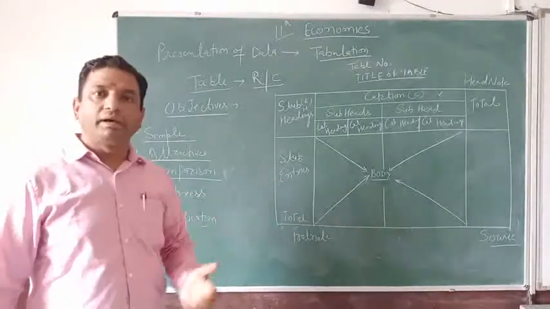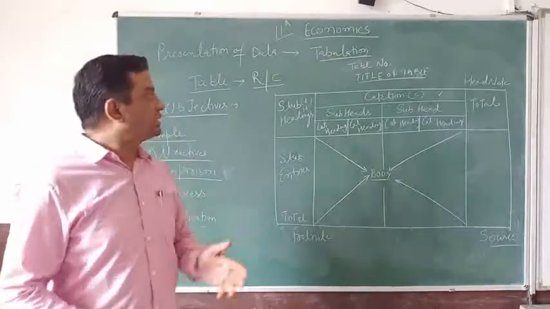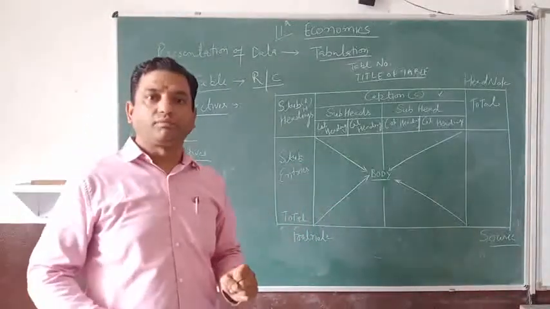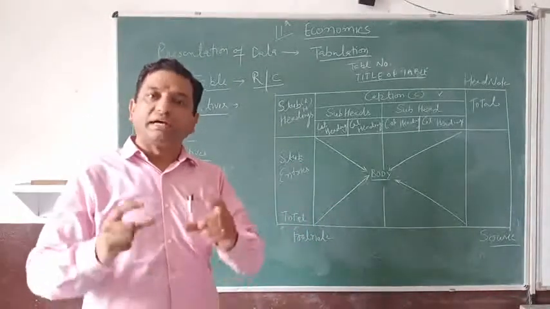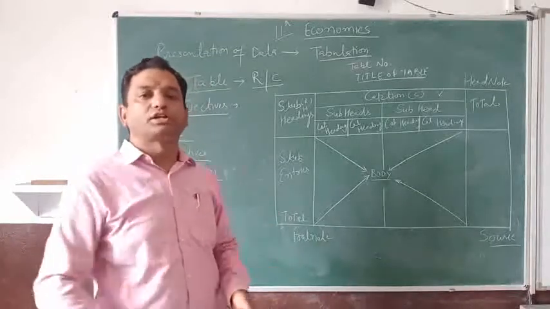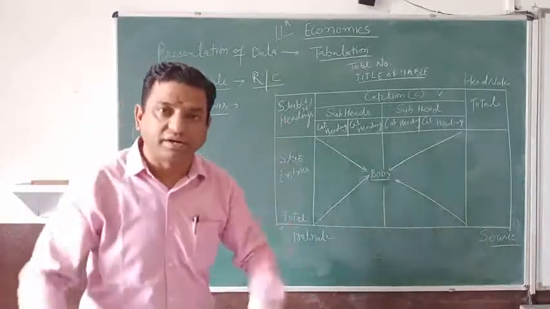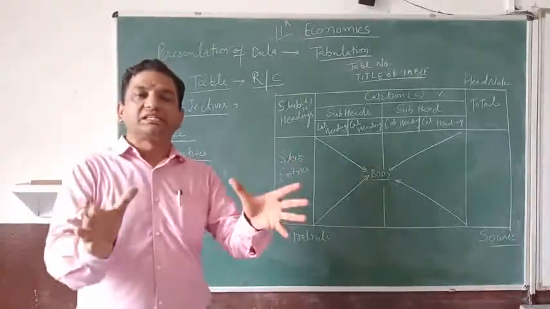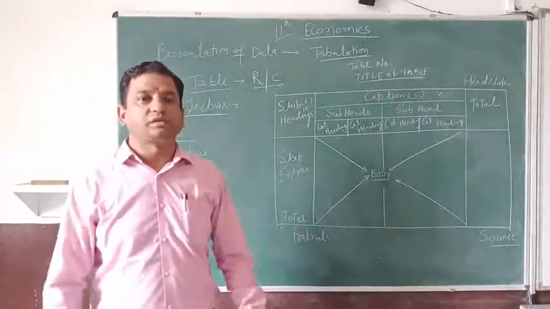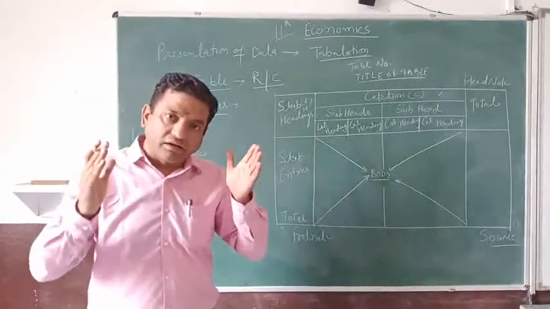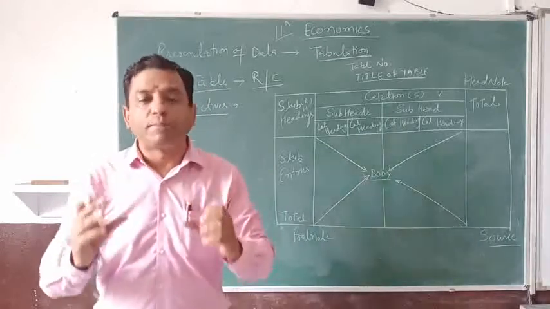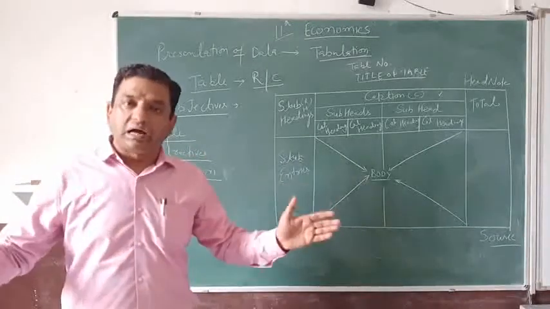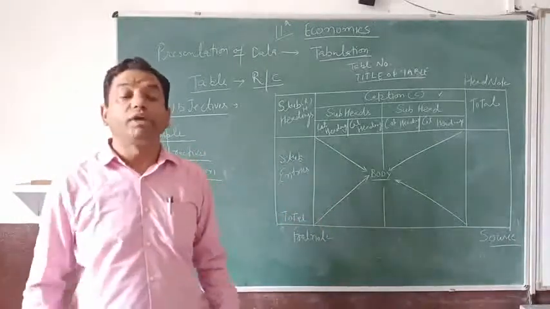Third one is to make the data comparable. When you are making the table, then after presenting the data in form of a table, you can compare the data with another table. Like population of one city can be compared with the population of another city if it is presented in form of a table. Then, compress: it condenses the data. A mass of data is shown by way of a table in a very compressed space. It means large data is being converted into small, meaningful data.